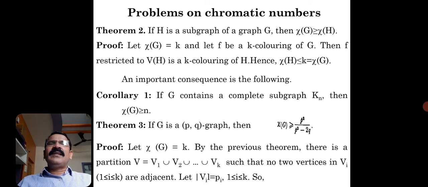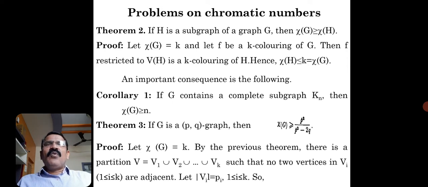Now we are considering another theorem. Suppose G is a (P, Q) graph, meaning G is a graph with P number of vertices and Q number of edges. Then the chromatic number of that graph is always greater than or equal to P squared divided by P squared minus 2Q. So the chromatic number of a graph with P vertices and Q edges is always greater than or equal to P squared divided by P squared minus 2Q. Is it an upper bound or lower bound? The chromatic number is always greater than or equal to this, so it is the lower bound.